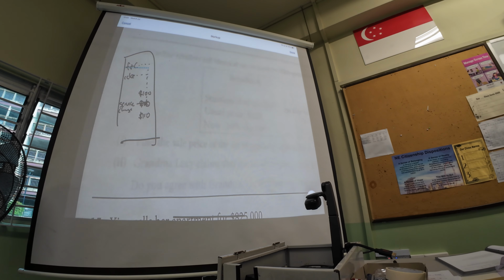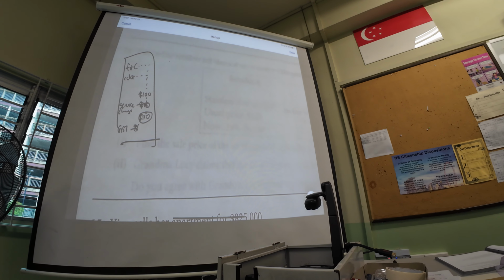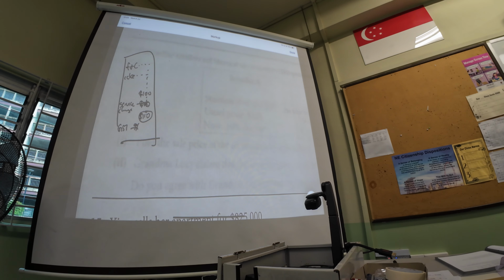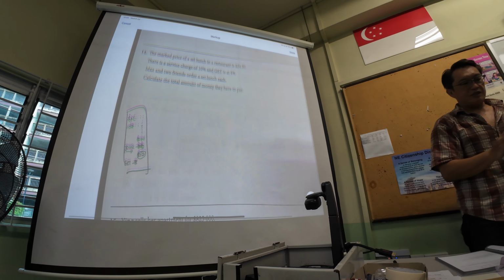Then after you pay for the service charge already, there will be another GST. So there will be another 9% to be calculated from this 110. So the payment is you have your total amount first, then you charge a 10% service charge, then on top of everything, you charge another 9%. Okay? So that is how it goes.